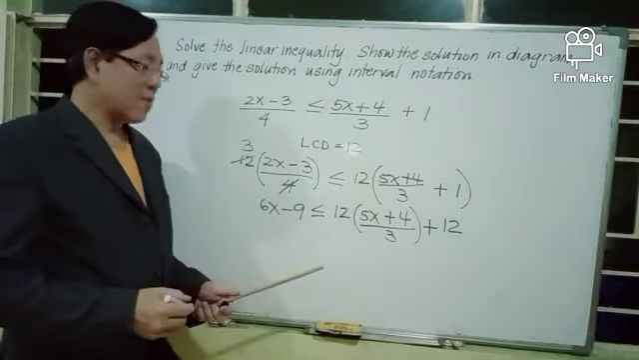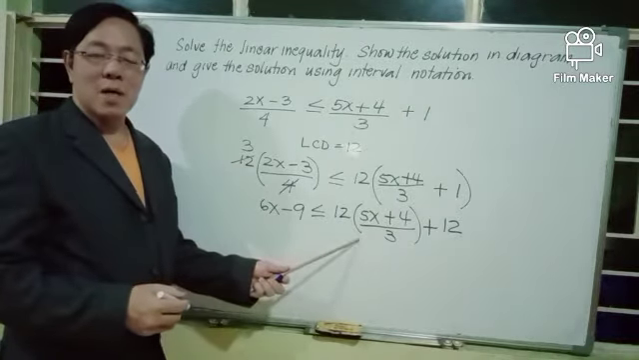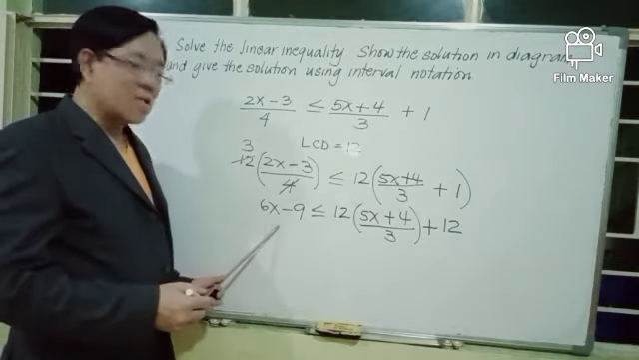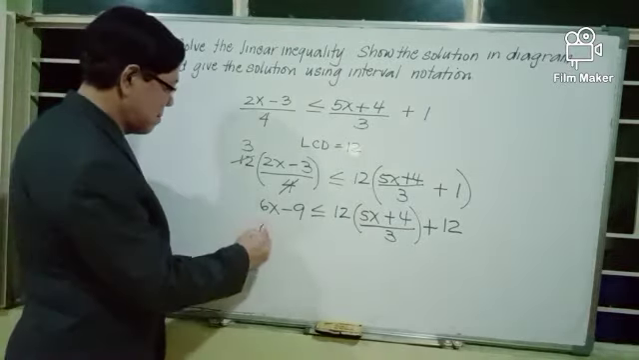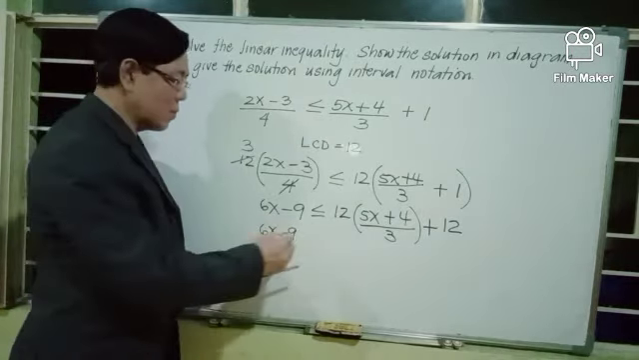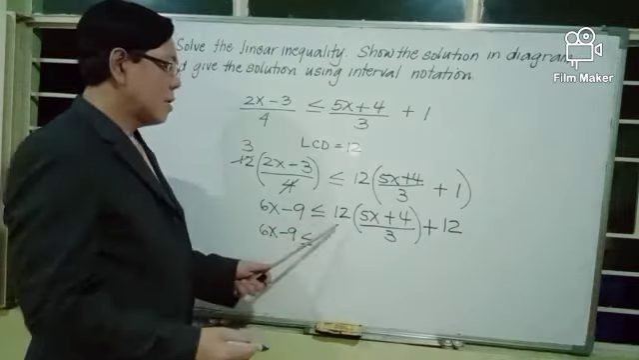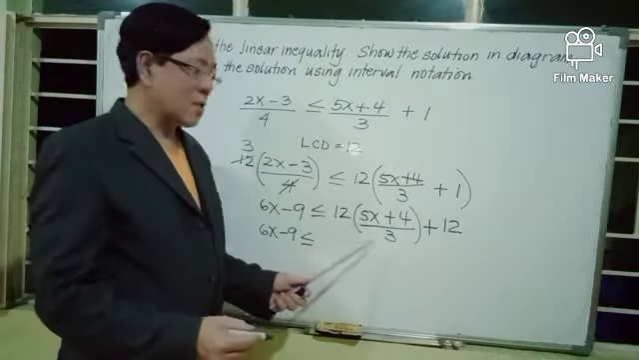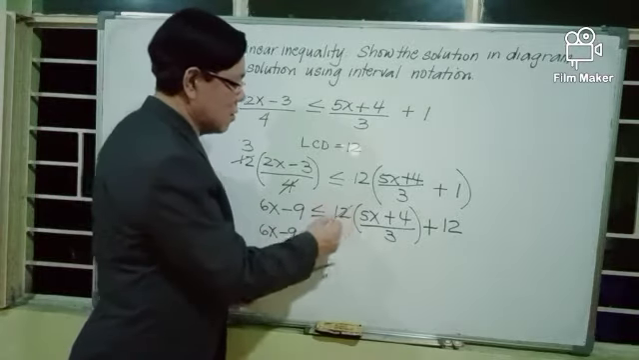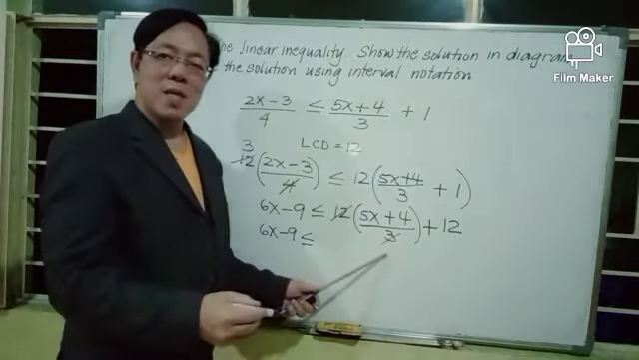We further simplify this to remove the grouping symbols. At the left hand side, we still have 6x minus 9 less than or equal to. Now 12 is divisible by 3. 12 divided by 3 is 4. We can now cancel out 12 and 3. 12 divided by 3 is 4.